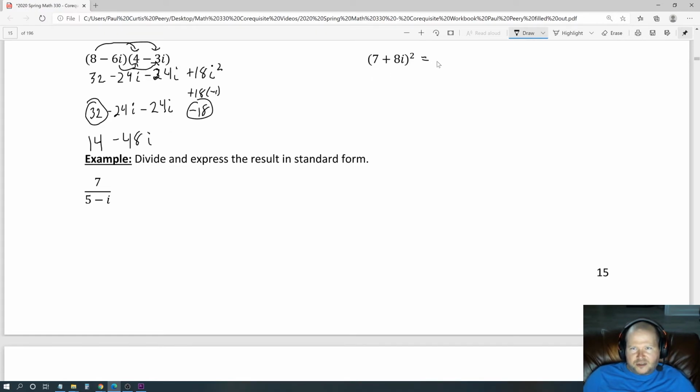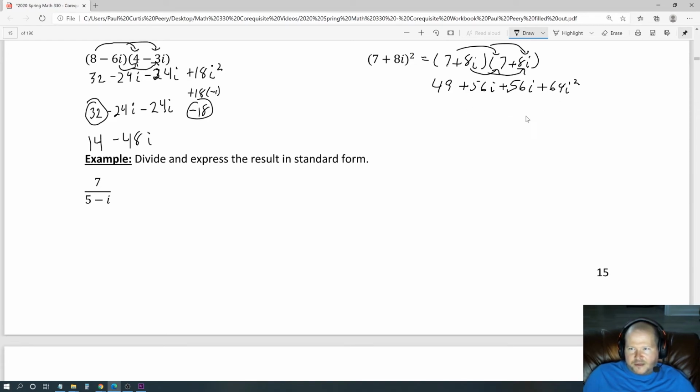You can use a pattern on this, but I haven't taught it yet, so we'll do it the long way. So 7 plus 8i multiplied by 7 plus 8i. So you'd say 7 times 7 is 49. You would say 7 times 8 is 56i. Then you'd say 8i times 7, which is plus 56i. Then you'd say 8 times 8, which is plus 64i squared. i times i is i squared.